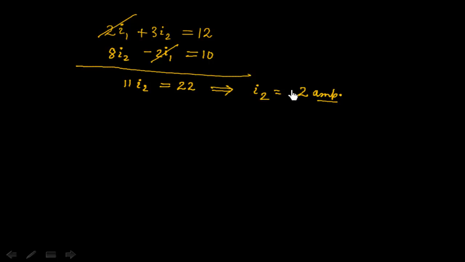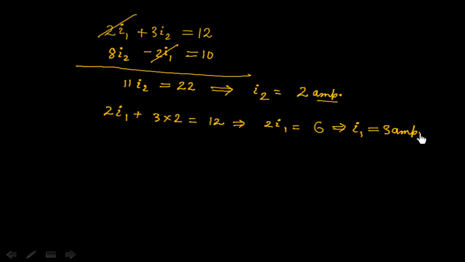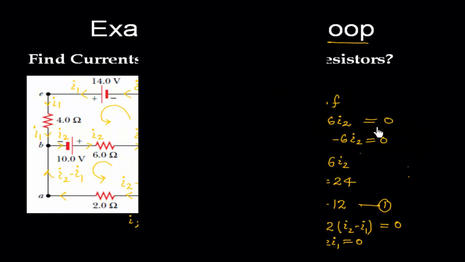And once I know I2, we can calculate I1 from the first equation. 2I1 plus 3 times 2 equals 12. So 2I1 equals 12 minus 6, which is 6. So I1 is 3 ampere. So the currents through the resistors are 3 ampere and 2 ampere: I1 is 3 and I2 is 2.